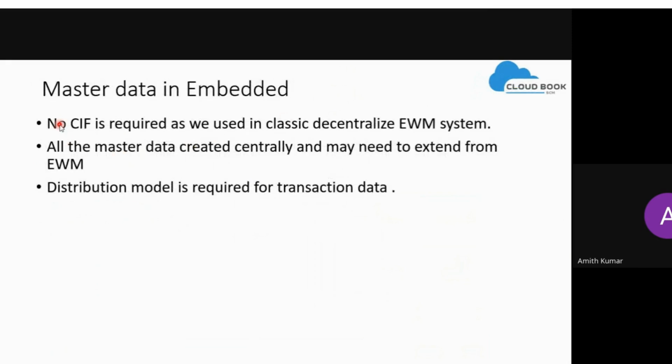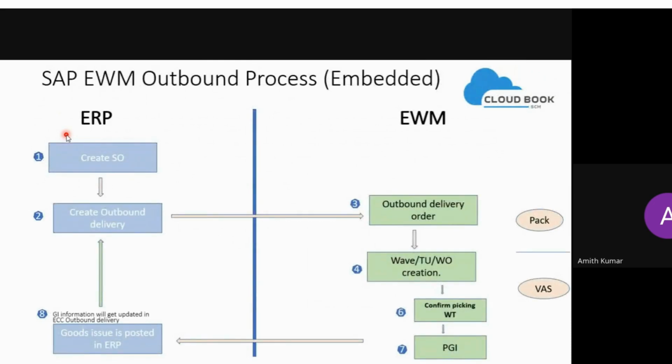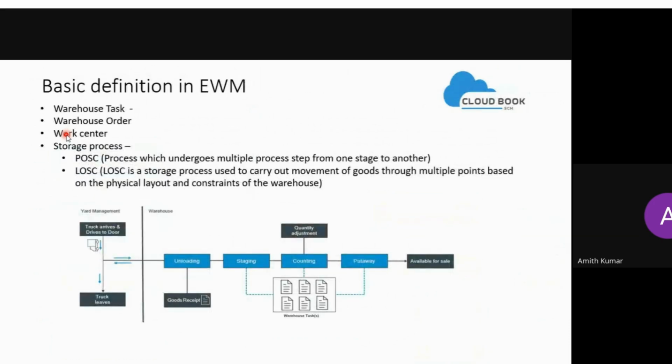So for us in embedded, whenever we start testing the scenarios, you will see that when we create a material master, it will also be available in EWM. The only thing is we just need to add some warehouse related data in our material master or in our vendor master or customer master. So these are the few important points which I wanted to cover.